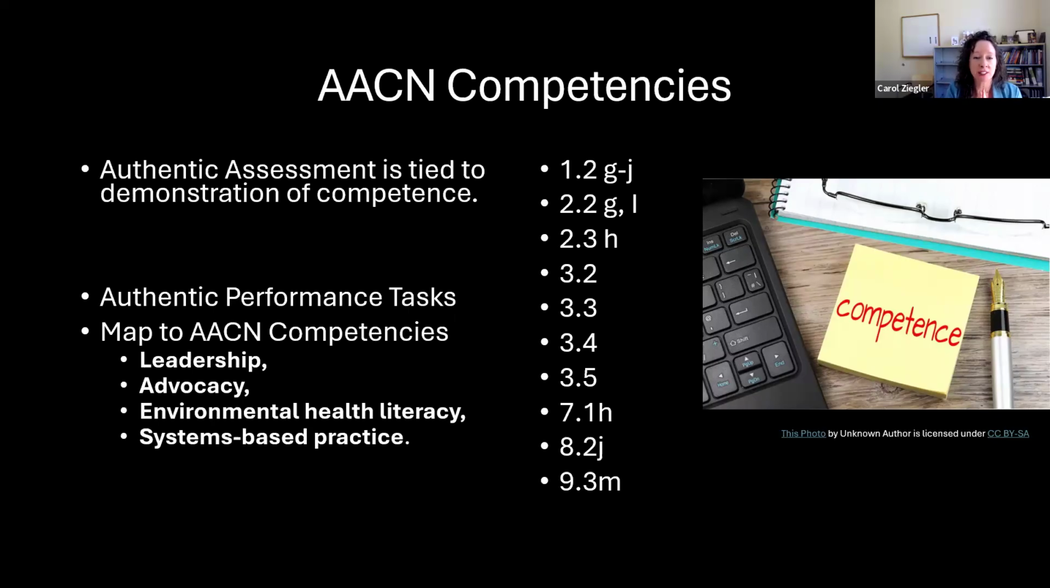So we have these planetary health infused cases where students analyze data, they make clinical decisions, they propose prevention strategies and advocate for community interventions with this very complex context, and then they're more prepared to do that out in the real world. There are these very specific, authentic performance tasks, and it is mapped to competencies in leadership, advocacy, environmental health literacy, and systems-based practice. And those are just the numbers. So for this particular case activity, we've mapped it to all of those AACN competencies.